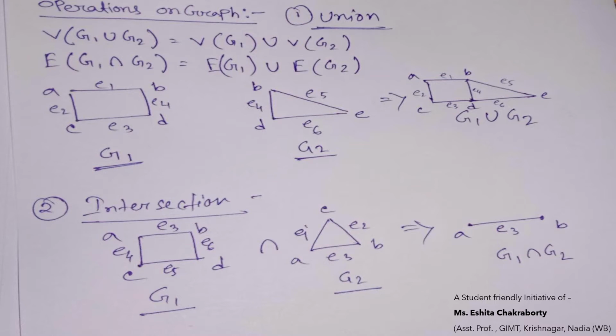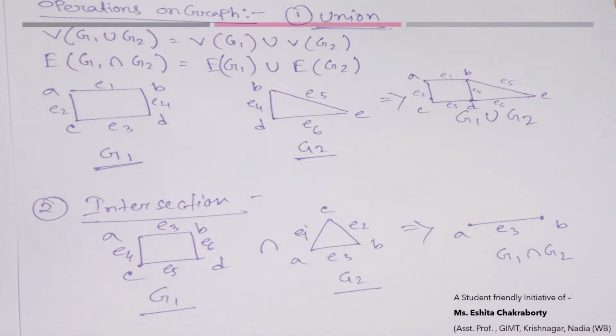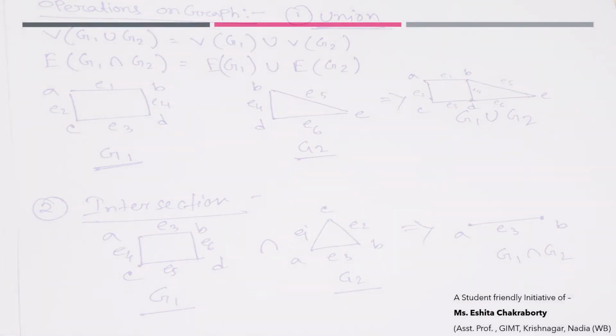in the intersection of these two graphs, we see the common vertices of G1 and G2 are A and B, and the common edge joining A and B is E3 in both G1 and G2. So we take the common part, A and B as vertices and their edge E3. This is the intersection of these two graphs.